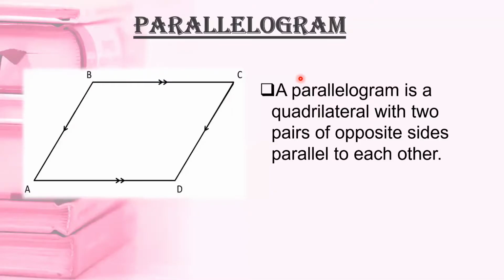What is a parallelogram? A parallelogram is a quadrilateral with two pairs of opposite sides parallel to each other. So meaning to say, BC is parallel to AD and BA is parallel to CD. So when can we say that a quadrilateral is a parallelogram? We have conditions or properties to consider for a quadrilateral to be considered a parallelogram.